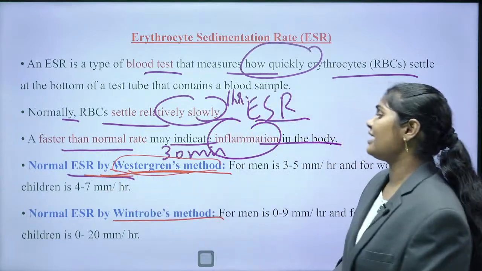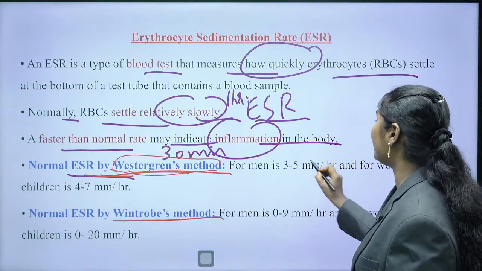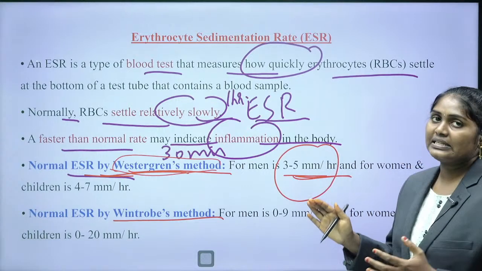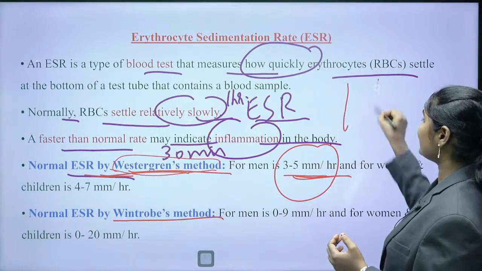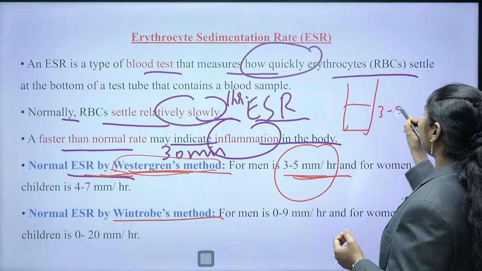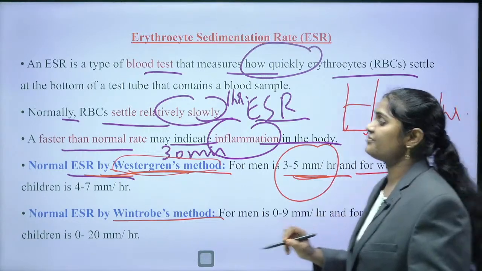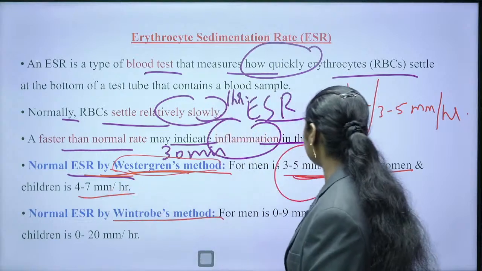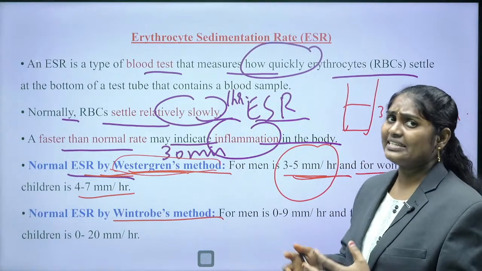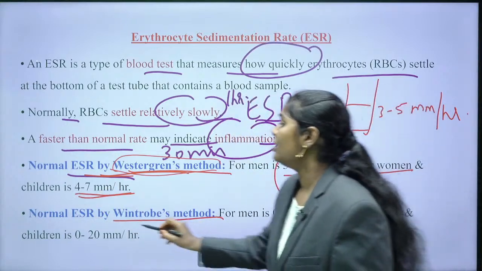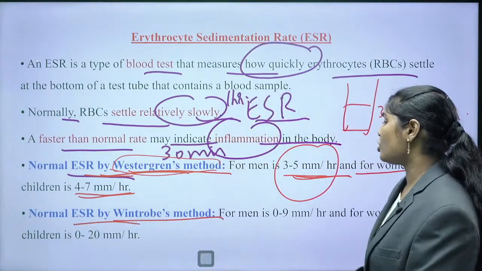So, normal ESR by Westergren's method. For men it is 3 to 5 mm per hour. So, the settling, how much it is settled? That is normally 3 to 5 mm per hour, and for women it is 4 to 7 mm per hour. For women it is a little bit high, that is 4 to 7 mm per hour. Okay.